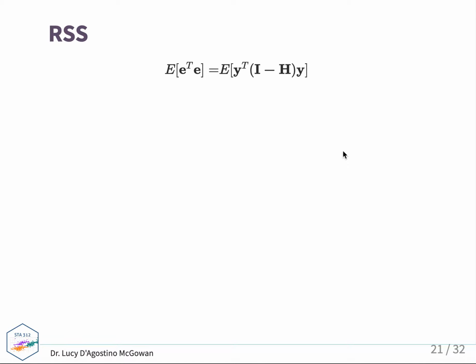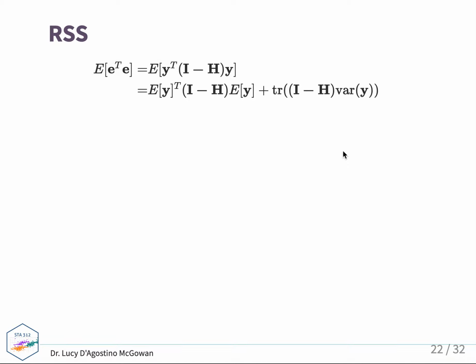Okay, so let's use that fact here and split this out. What I've done is I've applied that exact fact to this data. So I'm now showing that the expectation of Y transpose times I minus H times the expectation of Y plus the trace of I minus H times the variance of Y. All I've done is taken this form and applied that fact to it.